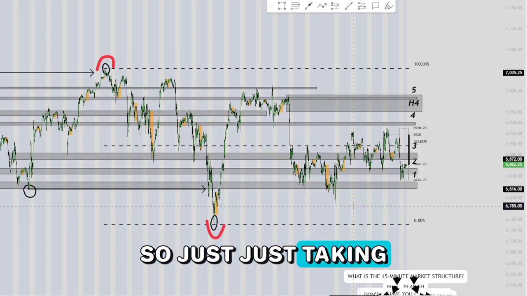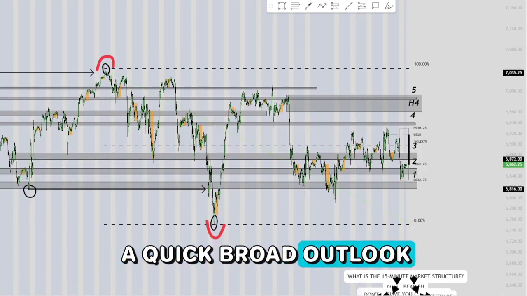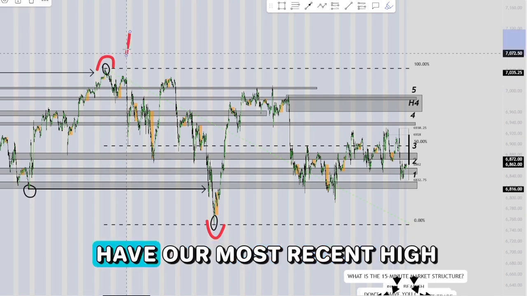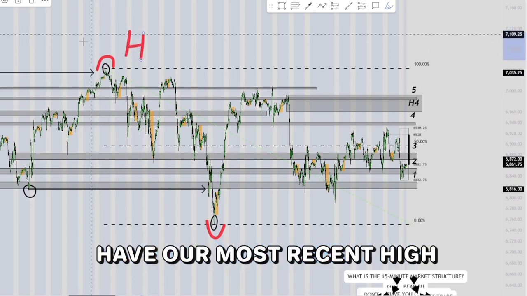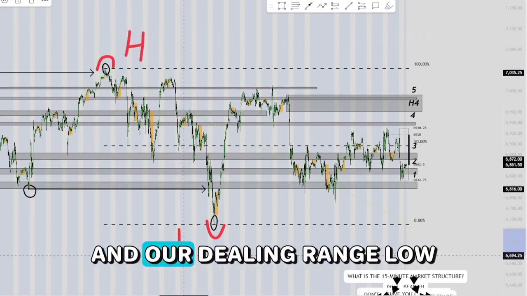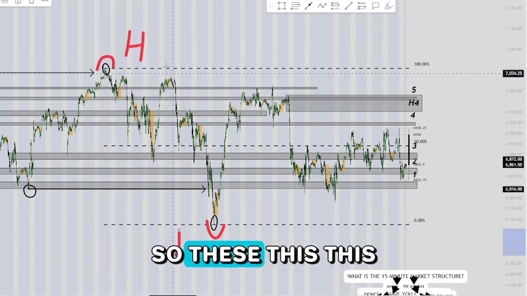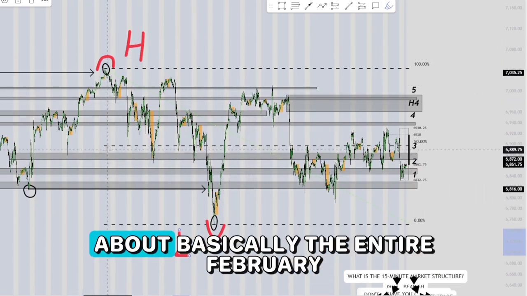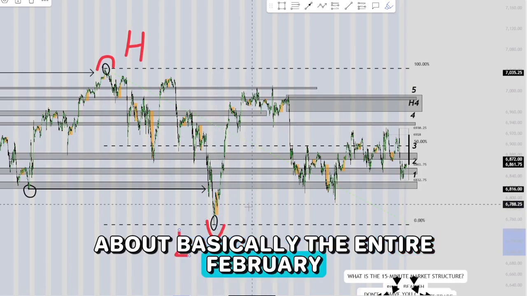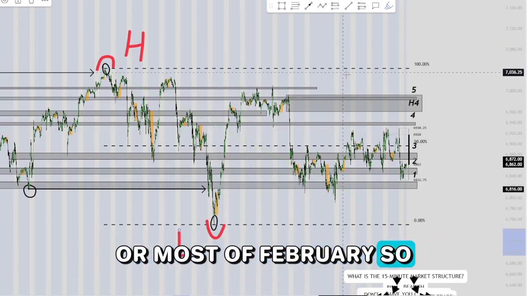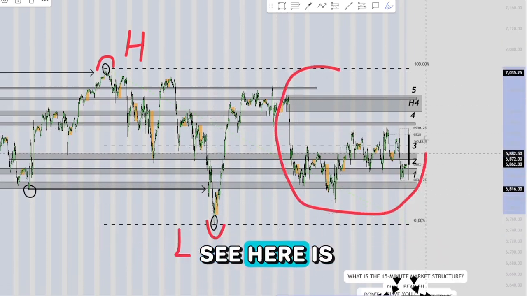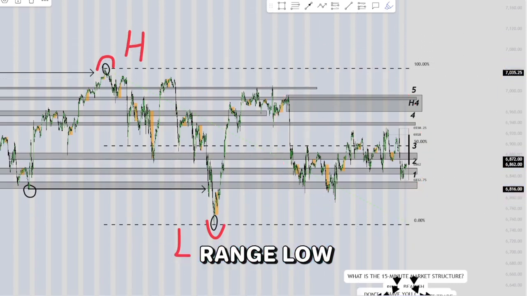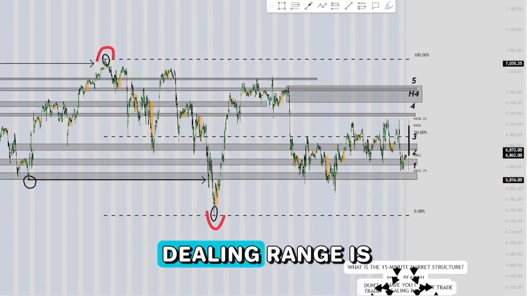Just taking a quick broad outlook as to what's going on here, what we can see very specifically is we have our most recent high, or our dealing range high, and our dealing range low. These structural points here, I've had them for basically most of February. All of what we see here is inside of the dealing range high and dealing range low. So it's important to know where your dealing range is.